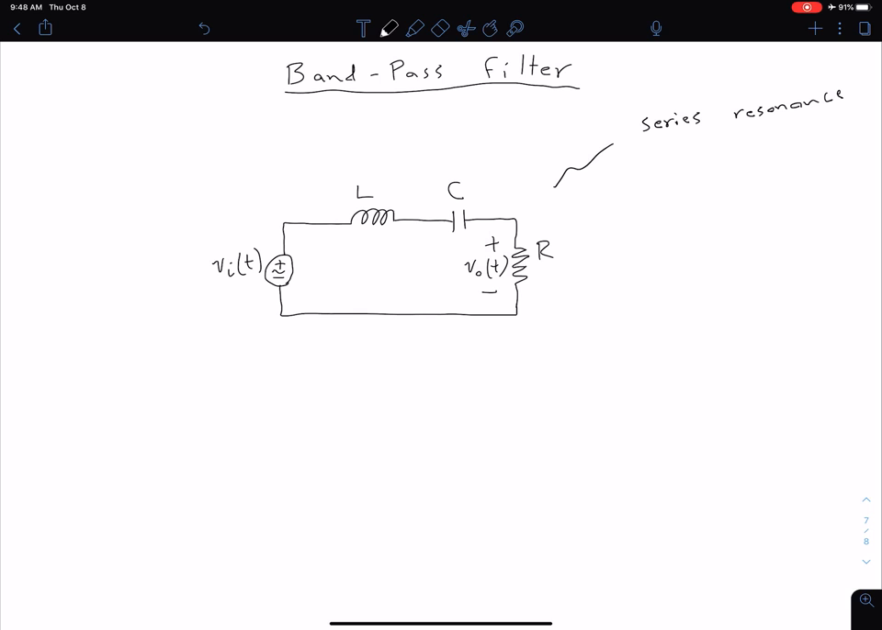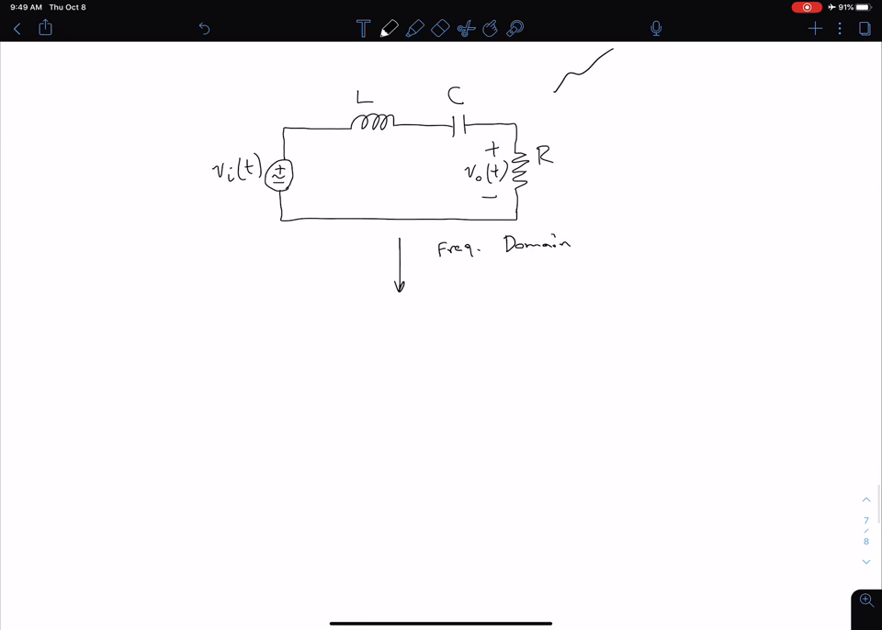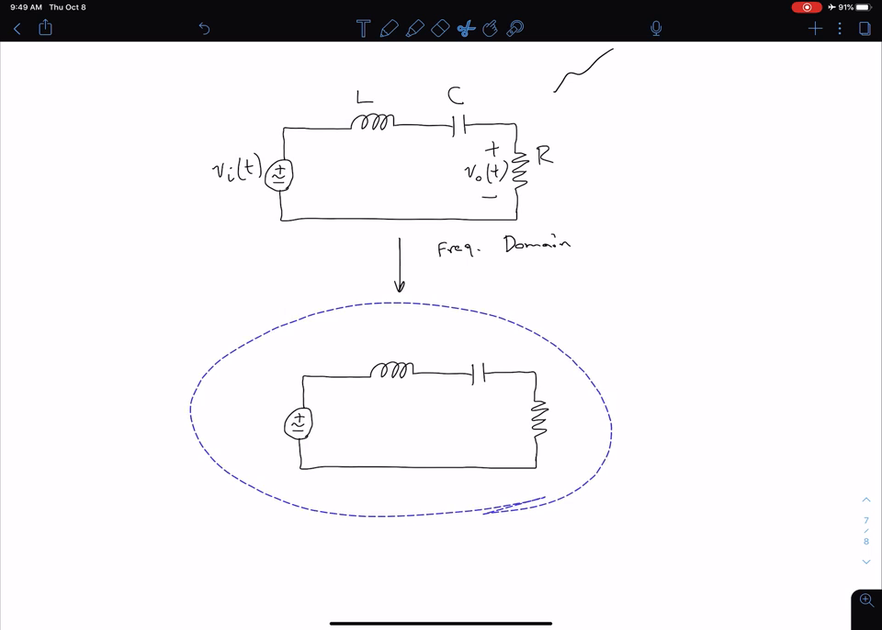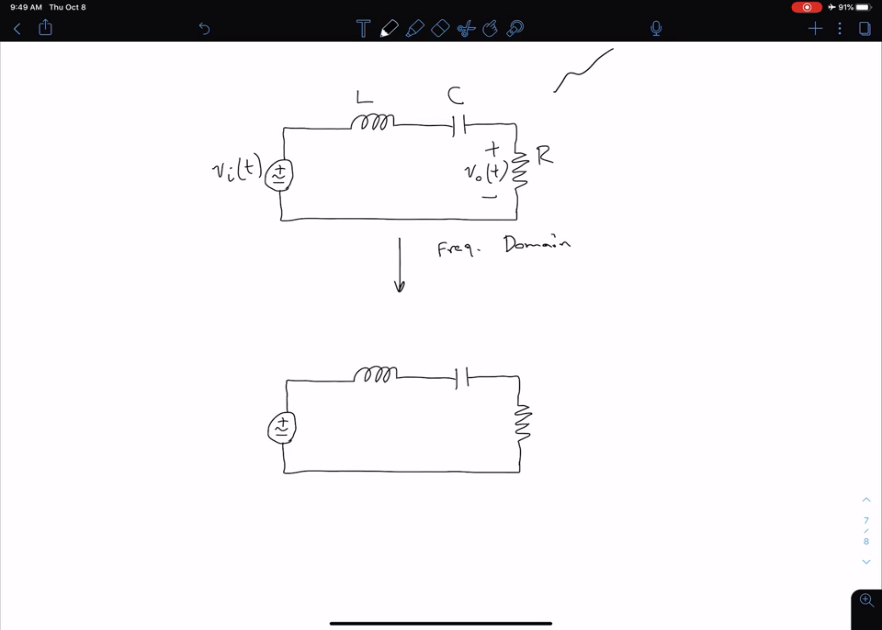So just like we did with our previous RL circuit, if we're going to analyze our frequency response, what we want to do is convert this to our frequency domain. So first step is always to take this to our frequency domain, and in doing so we're going to change our voltages to phasors, and we're going to change our inductance, capacitance, and resistance to impedances. So we have Vi and Vout, which are now phasor values.